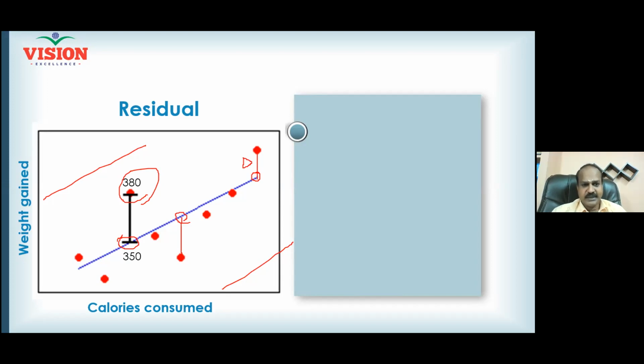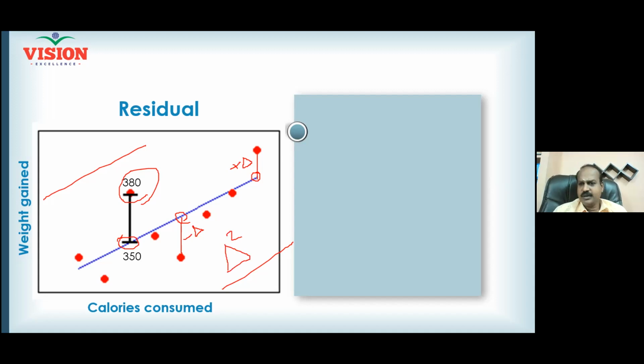So this is called deviation. The deviation is positive on one side and negative on the other side. So I want to know the total deviation. When I add the total deviation, the plus and minus will cancel each other. So what I do is, I add the squared deviations.